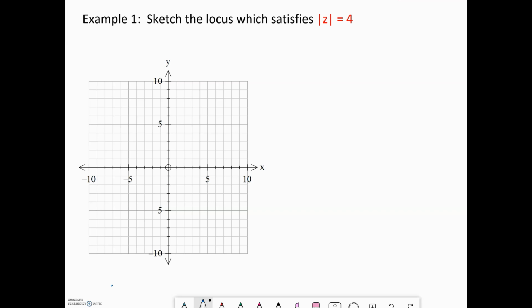Intuitively we can figure out there's one here on the x-axis, another one on the x-axis, similarly one on the y and another one up there on the y. And if we extend this, we know it's going to form a circle, with origin 0, 0 as the center and radius as 4. So this is the locus which satisfies modulus of z equal to 4.